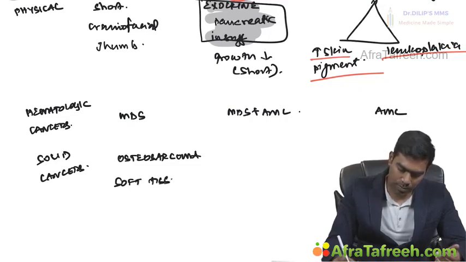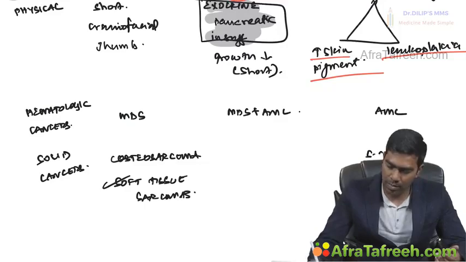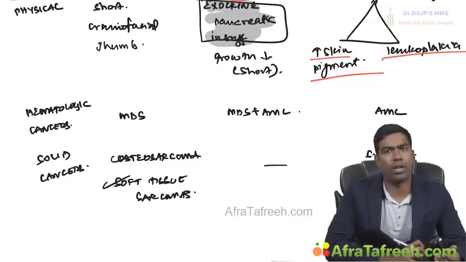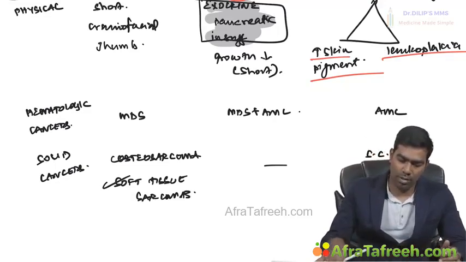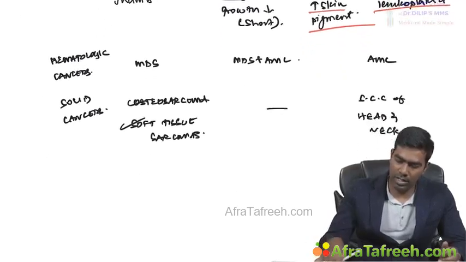Osteosarcomas and soft tissue sarcomas. And the squamous cell cancer of head and neck, like in Fanconi anemia, is the one that is associated with dyskeratosis congenita. There are no solid organ tumors associated with Shwachman-Diamond syndrome. Very important. And the diagnosis is again gene testing only.